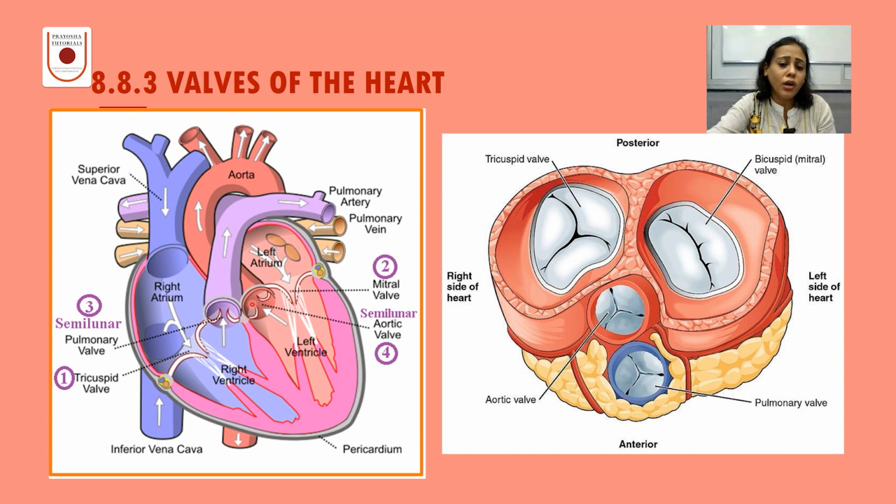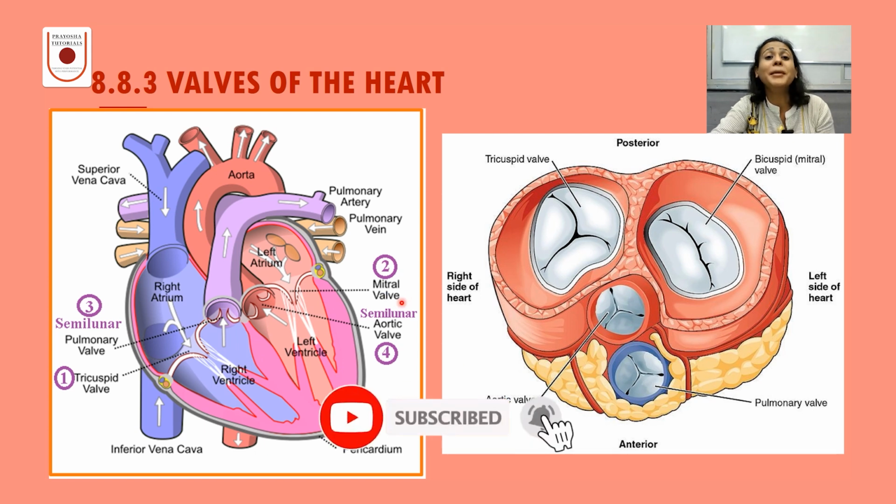Now, four valves are present. Now, what will be the function of valves? They will prevent the backflow of the blood. So, between the right atrium and right ventricle, we are having one valve called tricuspid valve. Then the second valve is the bicuspid or the mitral valve between the left auricle and the left ventricle.